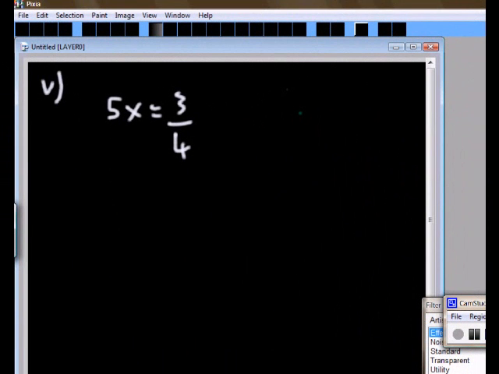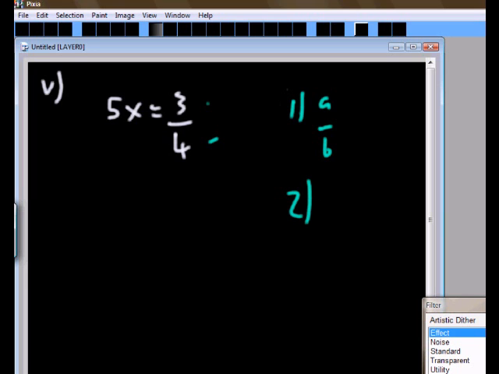In this question, you've got some kind of a fraction, which is your 3 over 4, and then you've also got something in front of an x. Okay, so the first thing we're going to do is work on getting rid of the bottom part of the fraction, and the second thing we're going to do is get rid of the number in front of the x, and that will leave us with x equals something, which is going to be our answer. Okay, so let's get to it.